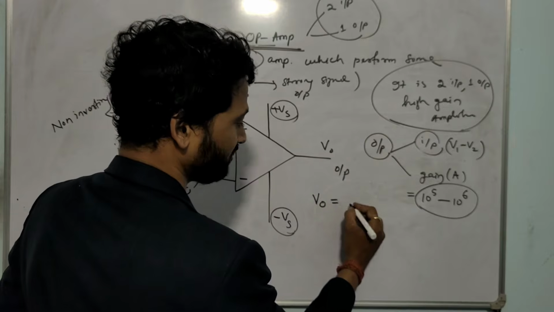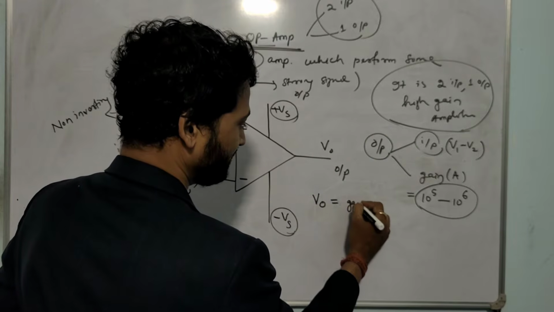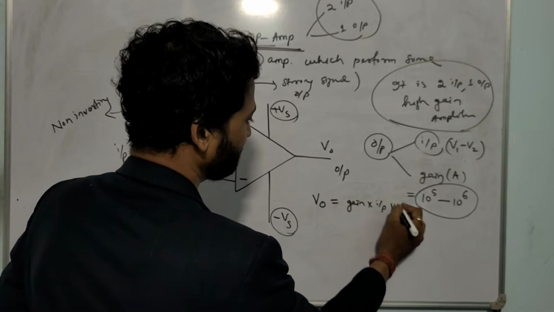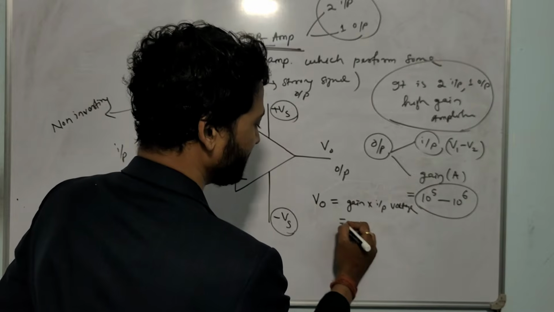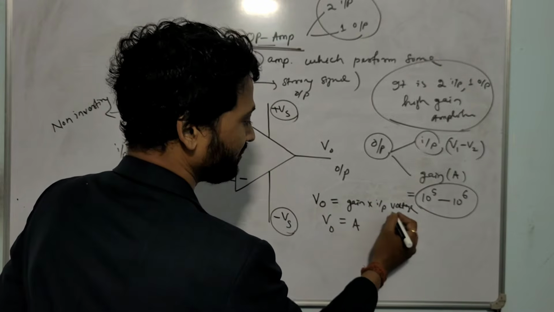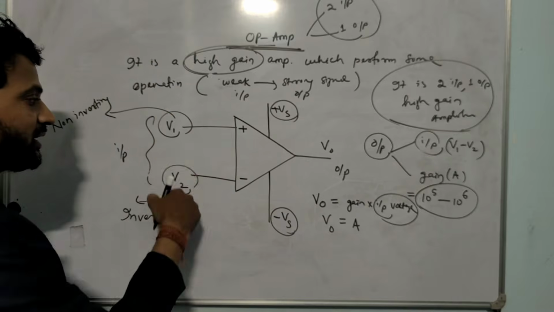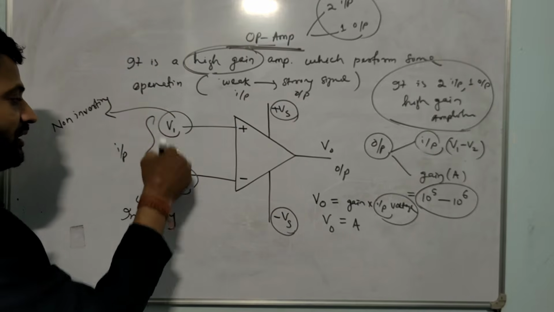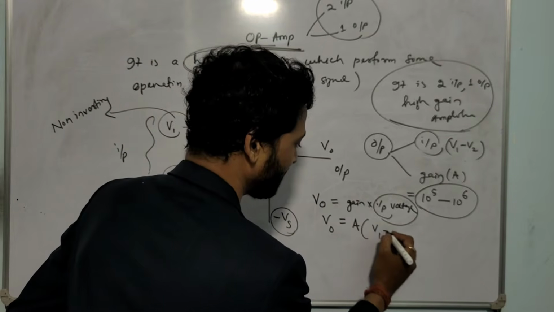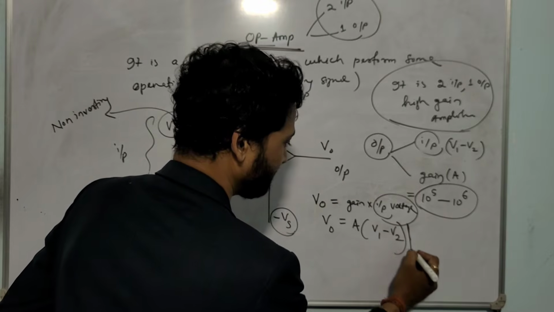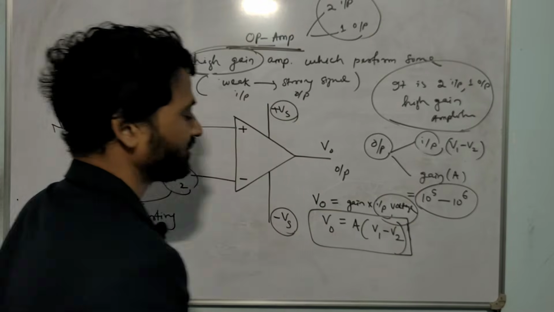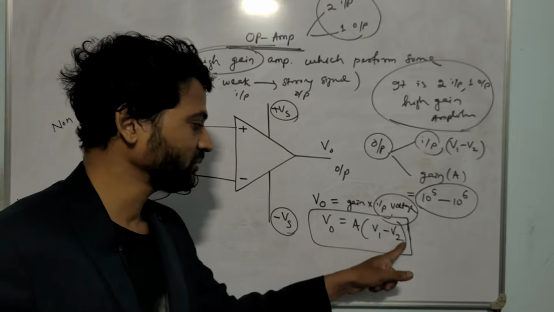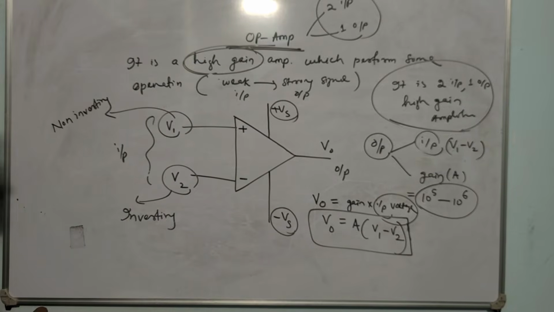Now if you want to find V naught, it is gain into input voltage. Gain is A, and the input voltage you always have to take as the difference of the two potentials, meaning V1 minus V2. Remember this formula, very important. So the output voltage is gain into the difference in input voltage.